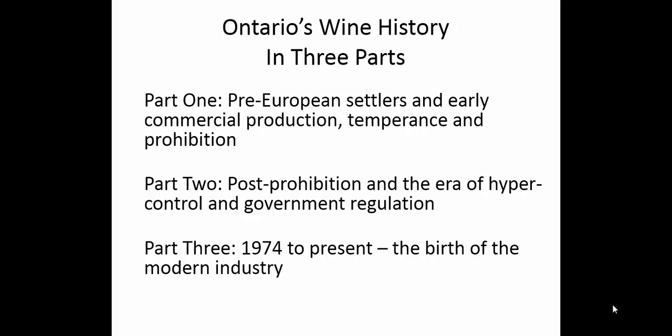prohibition. In the next module, we will speak about the years following prohibition and the era of control and government regulation. And finally, in the third module, we will speak about the modern day wine industry in Ontario, which essentially began in 1974.